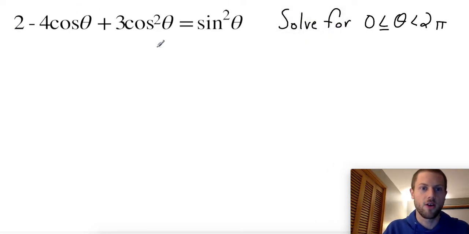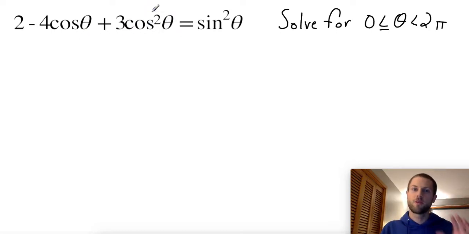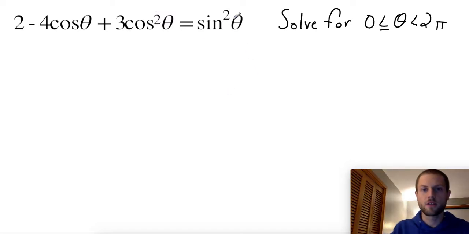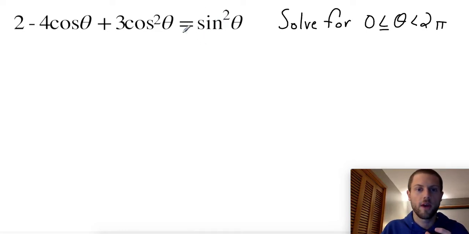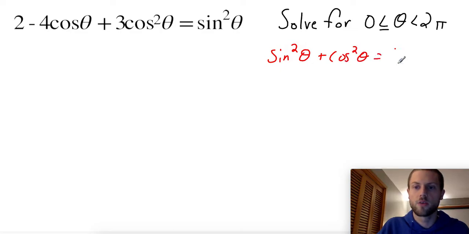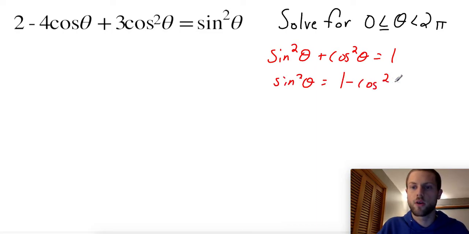When I'm looking at this right now, I see a cosine of theta, I see a cosine squared of theta. I'm thinking this might be a quadratic. But then I've got this funky sine squared of theta over here that's kind of throwing a wrench into the system. But I can handle this sine squared of theta by making it into something with cosine squared of theta. So if we recall the Pythagorean identity, sine squared of theta plus cosine squared of theta equals 1, I can rearrange this and find that sine squared of theta equals 1 minus cosine squared of theta.